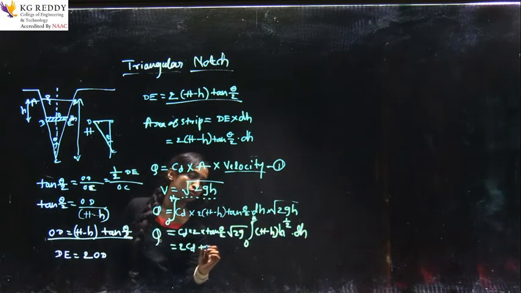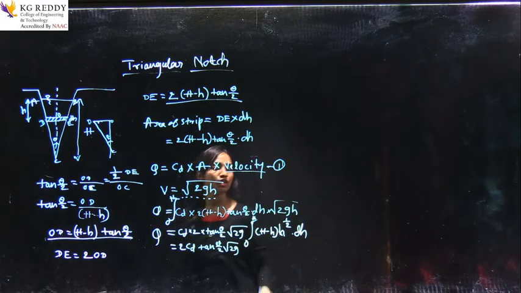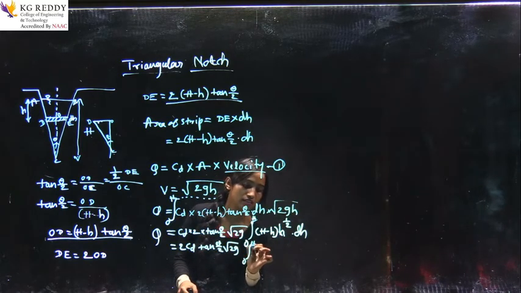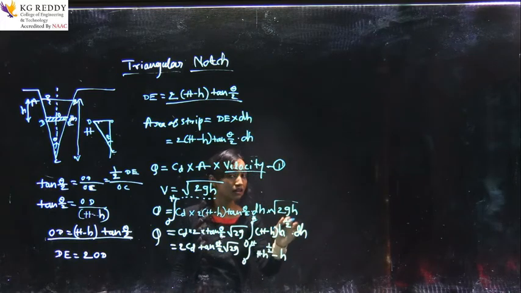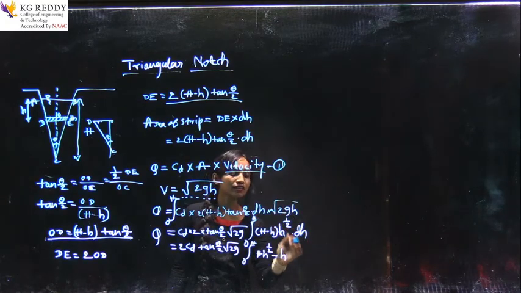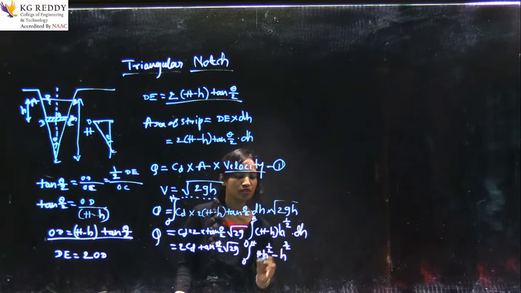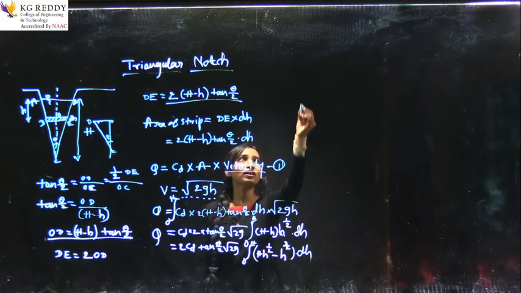2CD tan theta by 2 over square root of 2g. So, just multiply these terms. I am keeping the integration term as it is. So, capital H into small h raised to 1 by 2 minus h raised to 1 plus 1 plus 1 by 2, that is h raised to 3 by 2. So, this into dh. Now, we will integrate this.